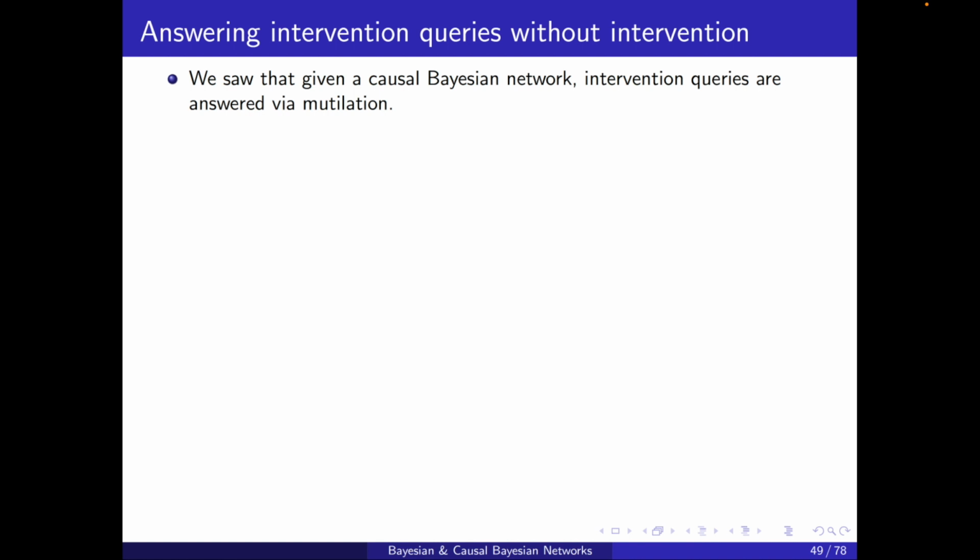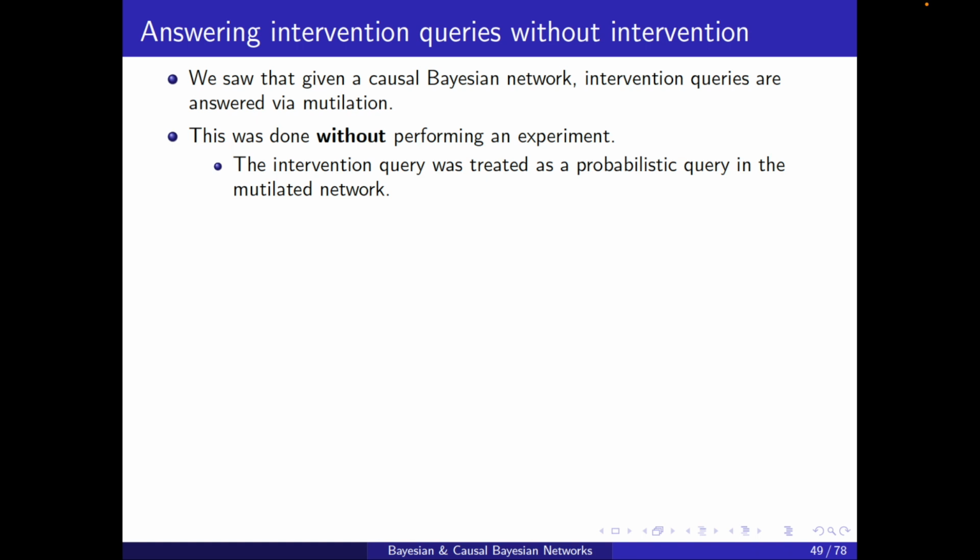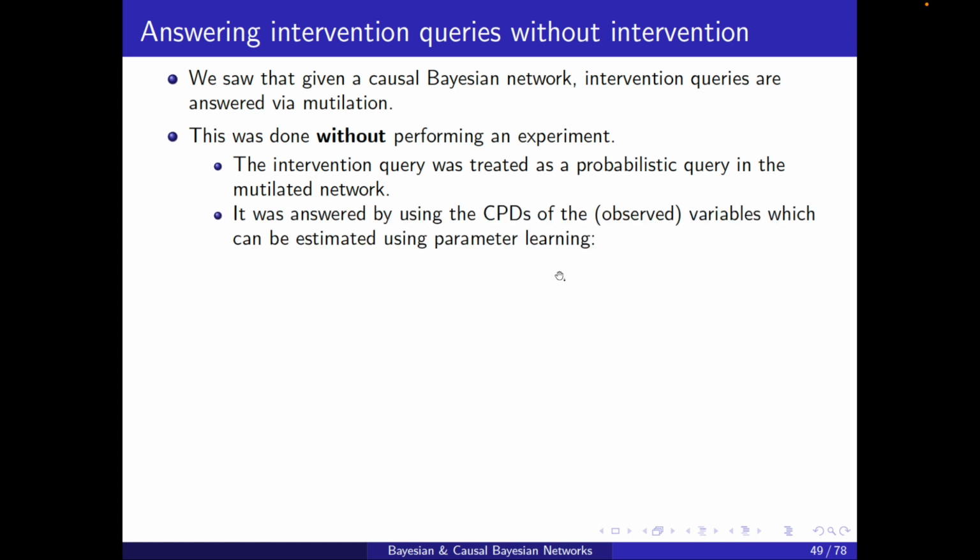We saw that given a causal Bayesian network, intervention queries are answered via mutilation. This was done, however, without performing an experiment. So, for example, if I was calculating P of y conditioned on do of x, we didn't literally go there and actually perform an experiment where we fix the value of x to 1. We did it without performing the experiment. The intervention query was treated as a probabilistic query in the mutilated network. It was answered by using the CPDs of the observed variables, which can be estimated using parameter learning.